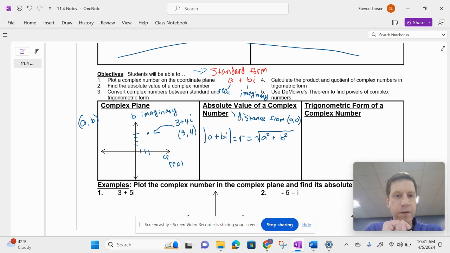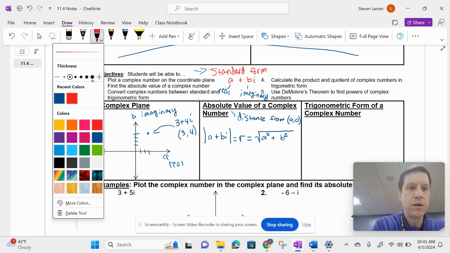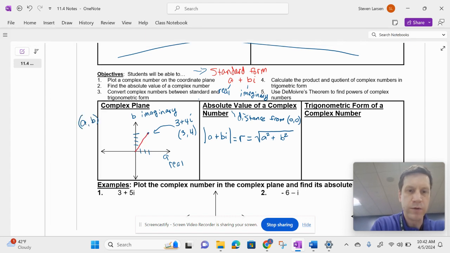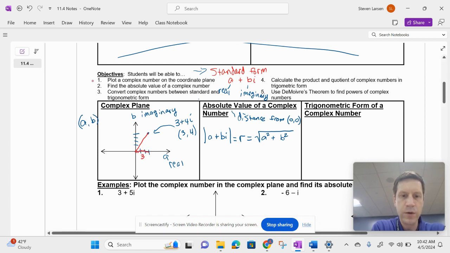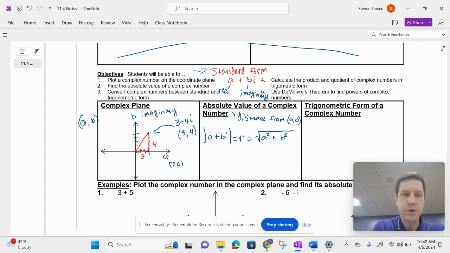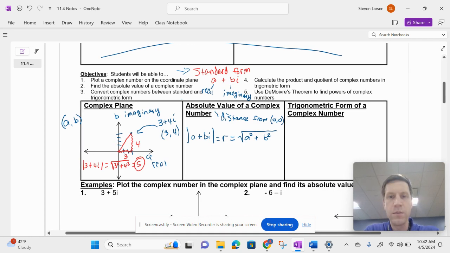So let's do an example. If I had this 3 plus 4i, and if I drew the absolute value, it would be that distance there. Well, I know this is 3 units. I know that's 4 units because my ordered pair is 3 comma 4. So the absolute value of 3 plus 4i would equal the square root of 3 squared plus 4 squared. And we know, because that's a 3, 4, 5 triangle, that would just equal 5. All right, so that would be the absolute value of 3 plus 4i.